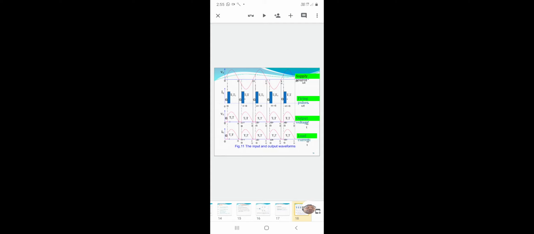Continuously flows through the circuit to the load; within 1 second, 50 cycles pass through the circuit diagram. This is the supply voltage. During the positive half cycle, from 0 to pi, thyristors T1 and T2 start conducting.